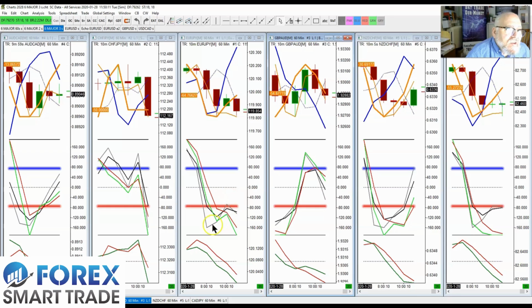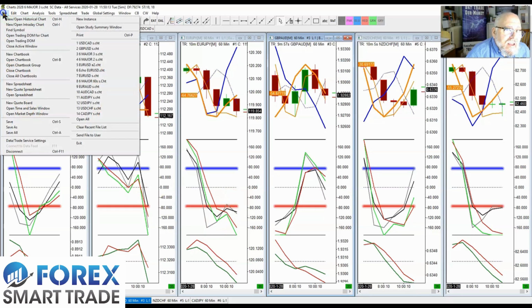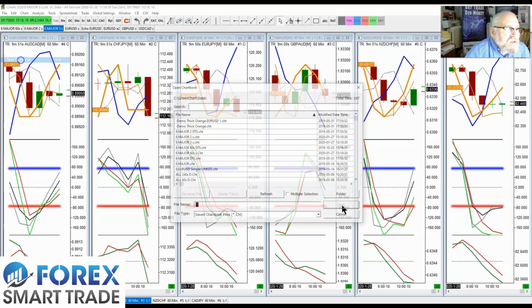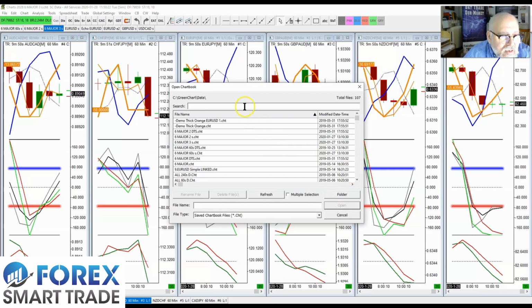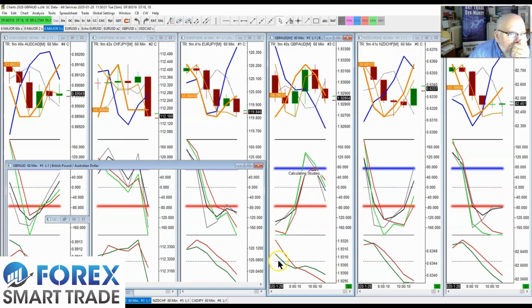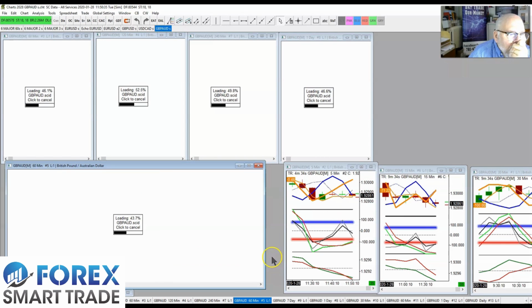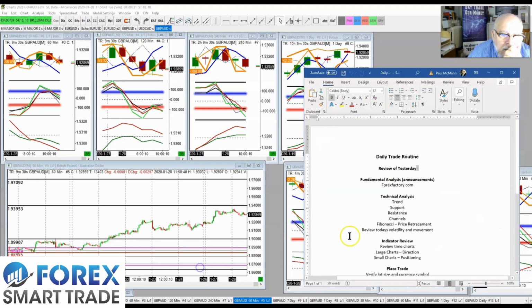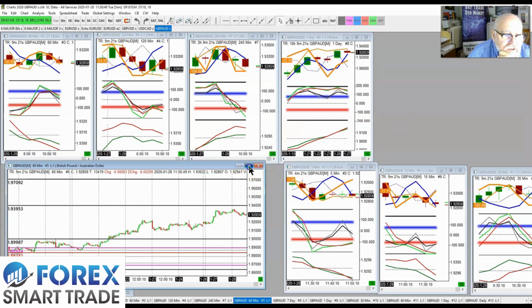So now with the pound Australian dollar, I want to open that chart and get a more detailed look at it. Let me see if I have one of those charts made. I don't normally trade the pound Australian dollar. Oh, I do have one of those charts made. So let's open it up. Going back to my trade routine, I want to know the trend. I want to know where the support and resistance are in the channels. So let's take a look.